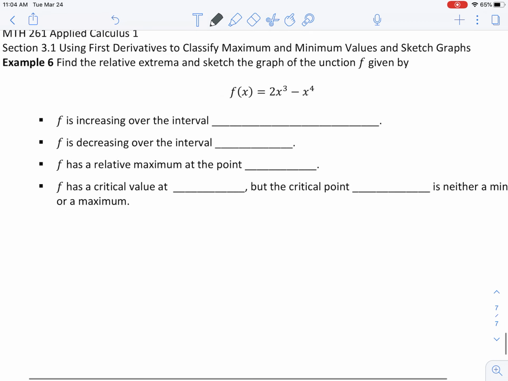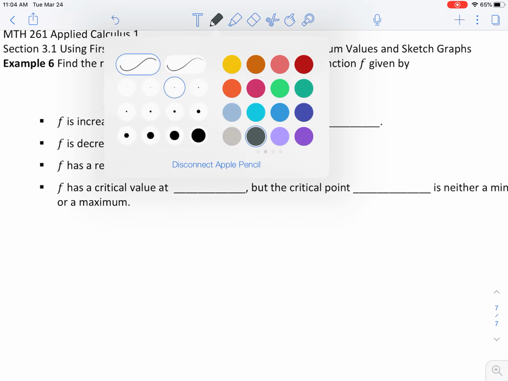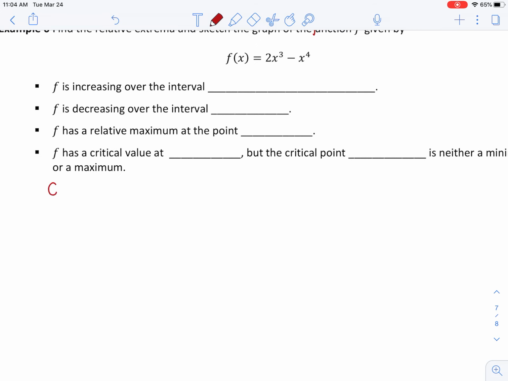Okay, all right, it says find relative extrema and sketch the graph of the function. All right, change that to function for me. F, and F is given by this right here. So, well, you know the drill. Let's find the critical values first. Find f prime of x, which is going to be 6x squared minus 4x cubed, and we're going to set it equal to 0. All right, let's factor what they have in common.